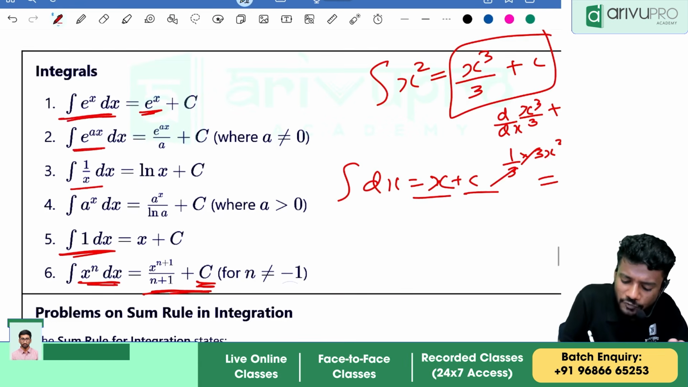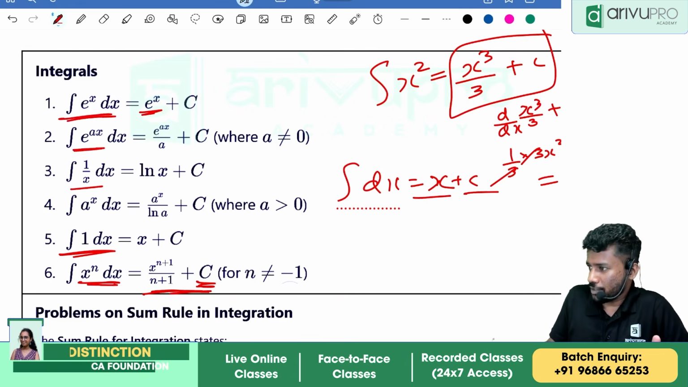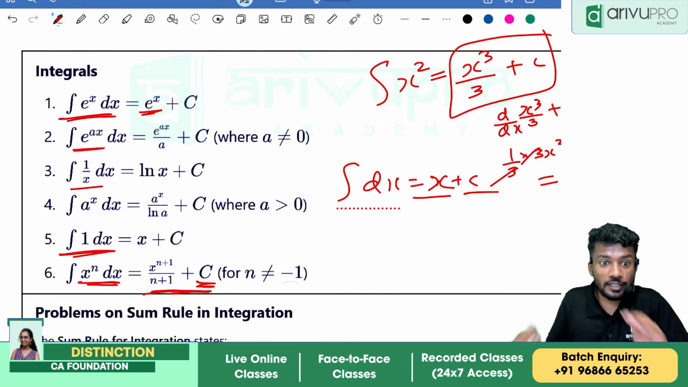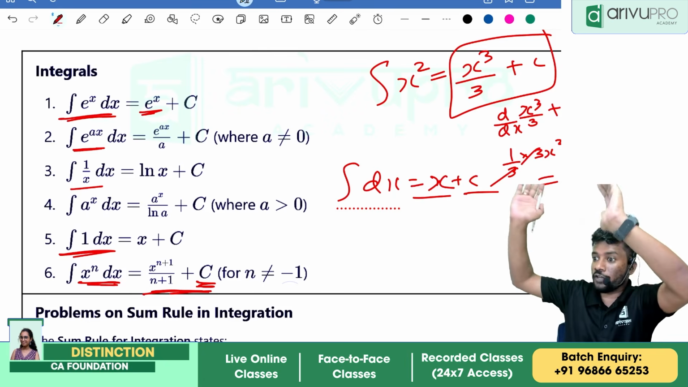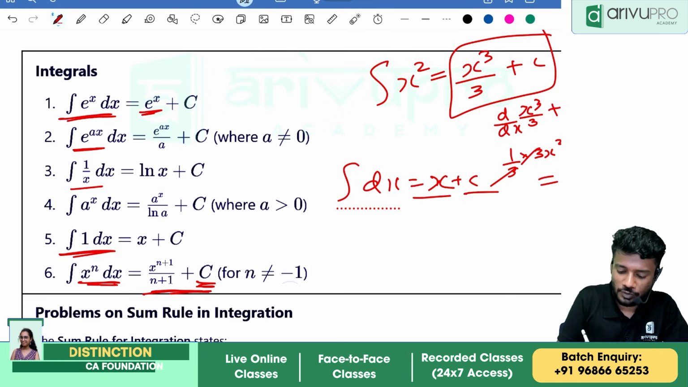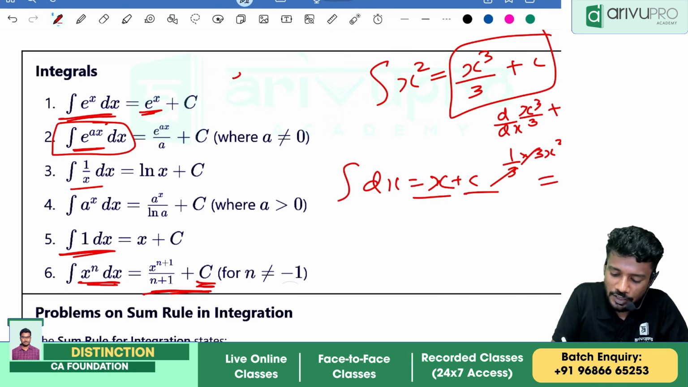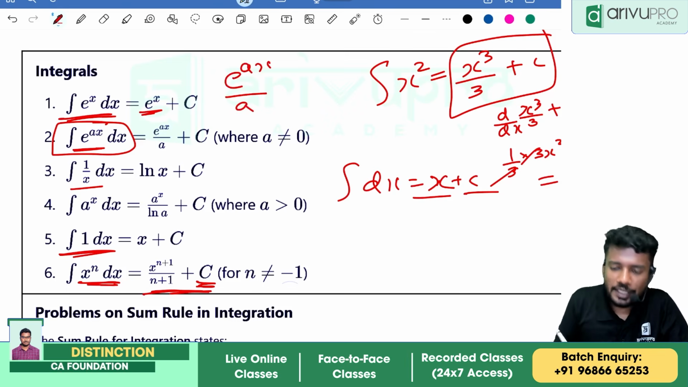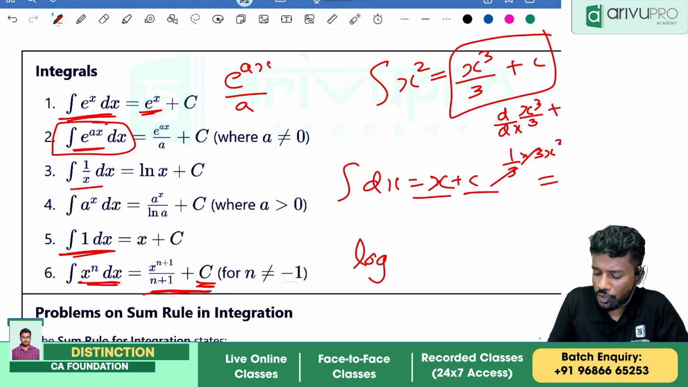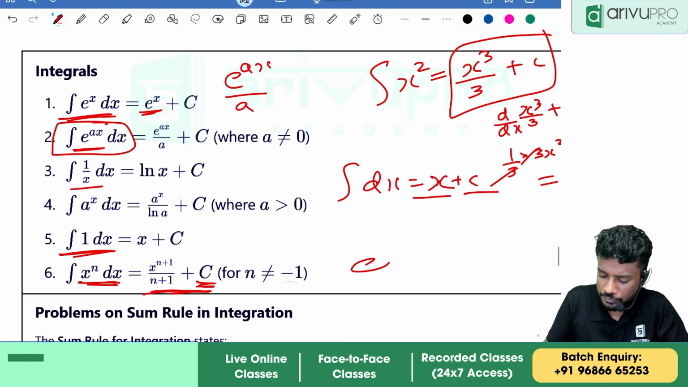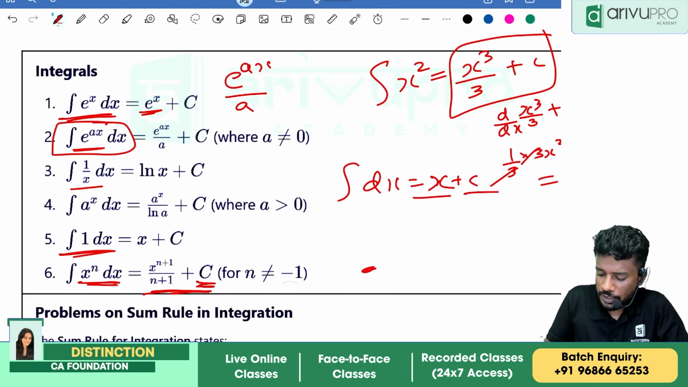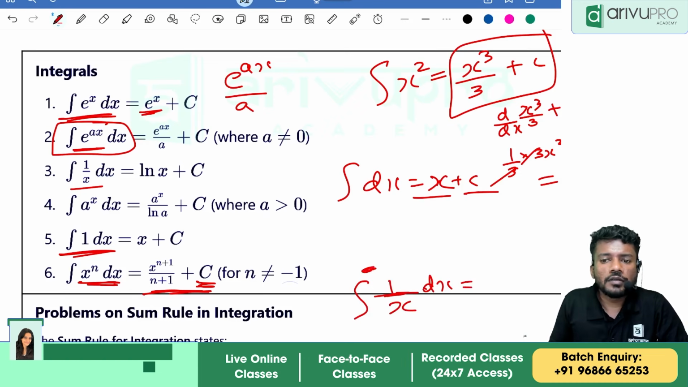Now, what if there is a constant along with the x? That means you learned already. What if there is a function inside a function? Look at this one. What is the integral of e raised to ax dx? It will be e raised to ax divided by a. Now, what if I ask you like this? What is the integral of 1 by x dx? How much is it? Log x.